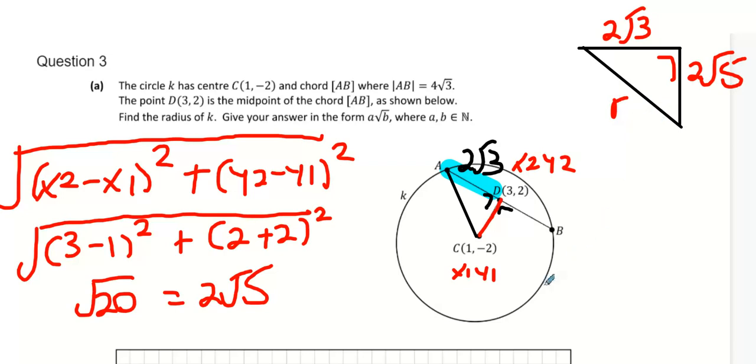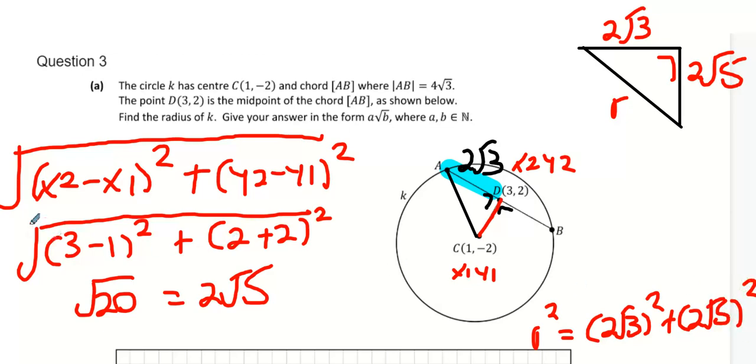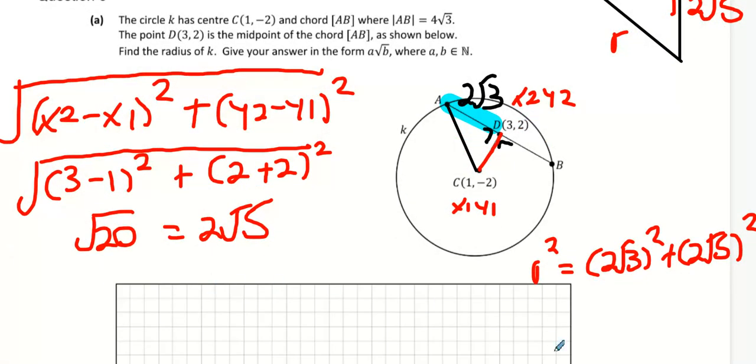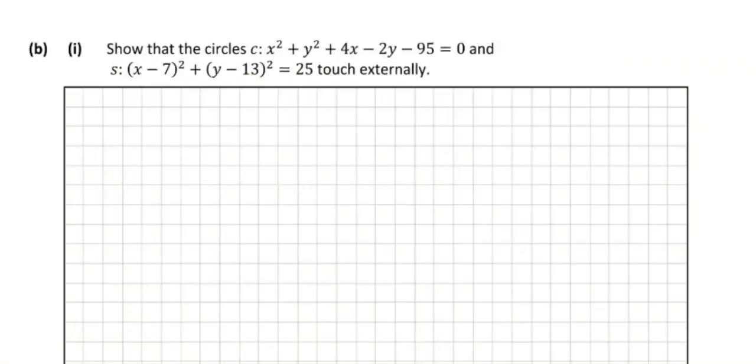What you do now? Pythagoras' theorem. Throw it all into the calculator. Use your brackets. What do you get? R squared equals 32, yeah. And the square root of 32, otherwise known as 4√2. Okay. That's this one here.